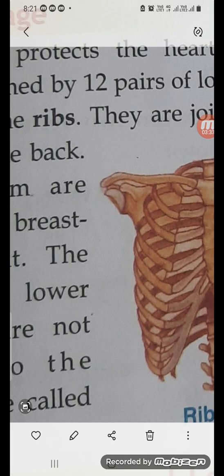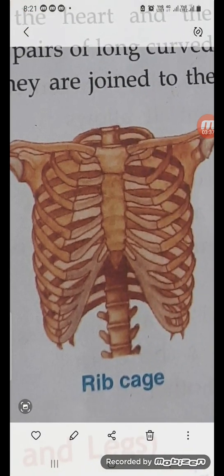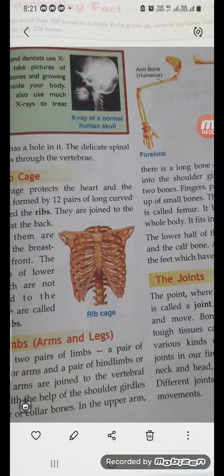और ये जो 12 pairs है, they are called the ribs. Most of them are joined to the breastbone in the front. The 2 pairs of lower ribs which are not attached to the breastbone are called floating ribs. जो नीचे के जो last 2 bones है, they are not attached to the breastbone. They are called the floating ribs. उनको हम बोलते हैं floating ribs.